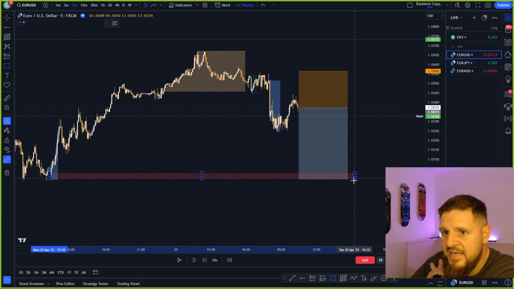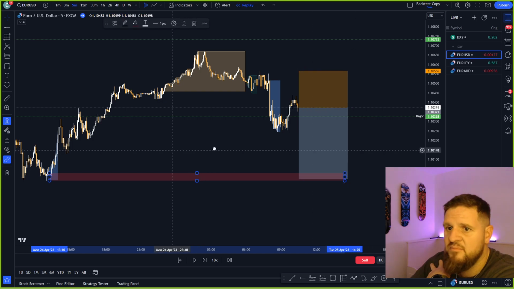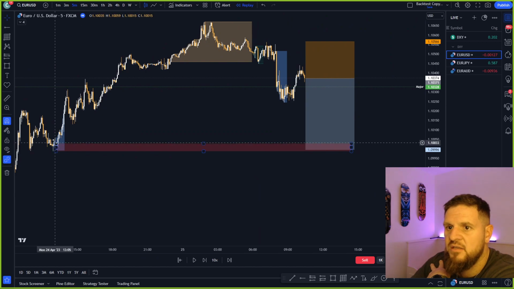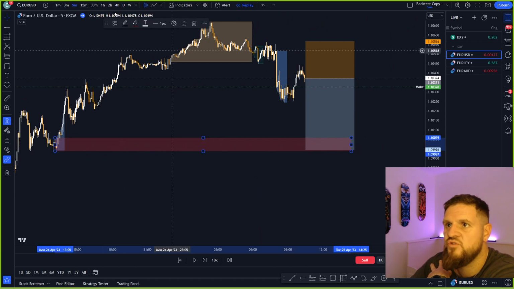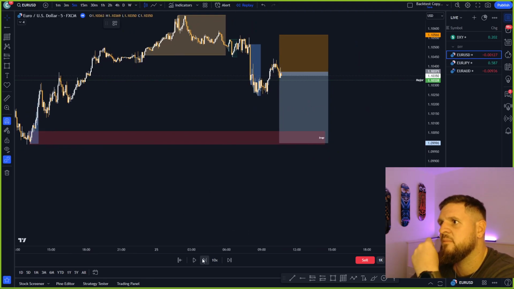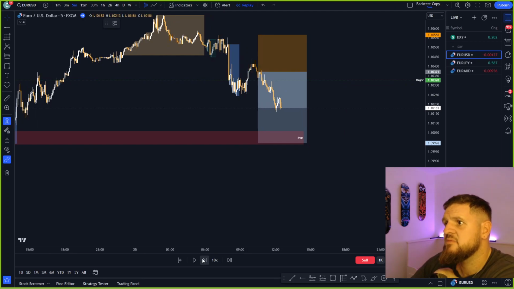Now, traps the next day, they're never as effective as the same day. They're much better when they're swept on the same day, but they can still take price below them. They're still trap levels, ultimately, in my eyes. So I'm going to be looking at trading this. Okay, that's our manipulation setup.